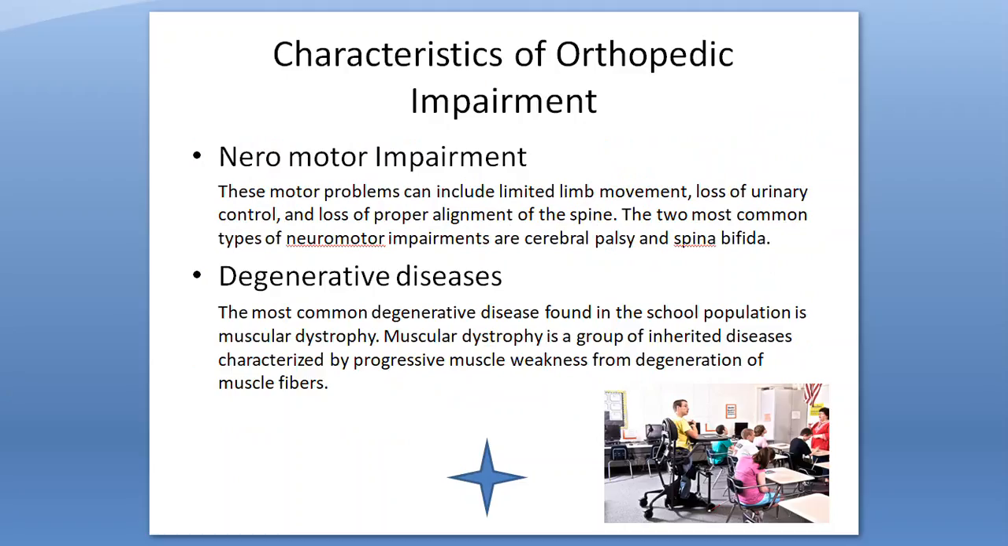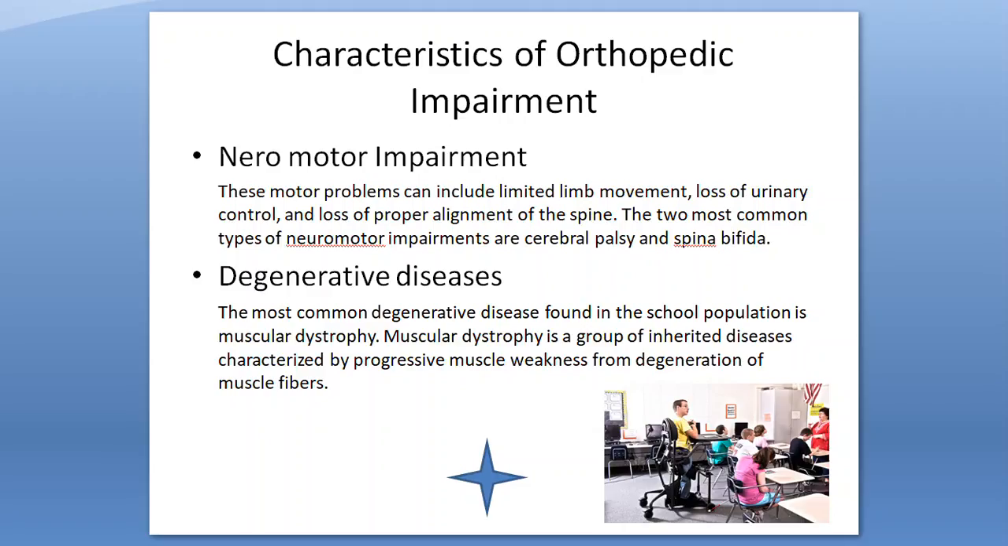Characteristics of orthopedic impairment include neuromotor impairment. Neuromotor impairment usually is acquired at or before birth, and this involves very complex motor problems. The complexity of their motor problems usually includes loss of limb control, maybe loss of urinary control, and improper alignment of the spine. The two most common types of neuromotor impairments are cerebral palsy and spina bifida.